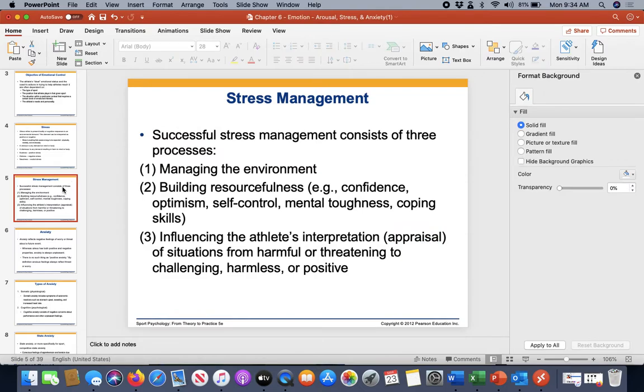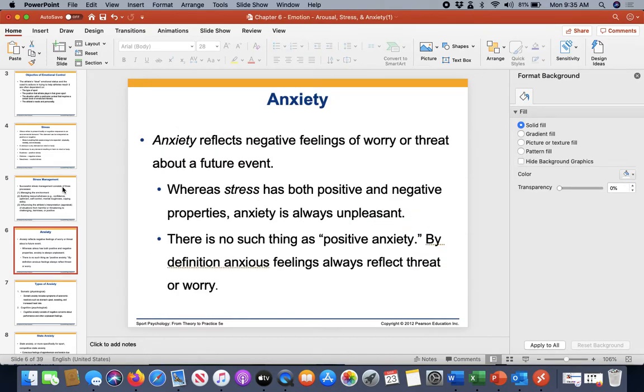Okay. So anxiety, okay, it says it reflects negative feelings of worry or threat about a future event. So nothing has happened yet. What's the best way to put this? You can't be anxious if something has already happened.